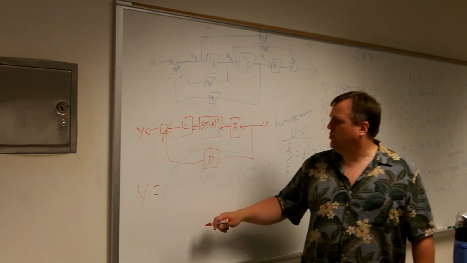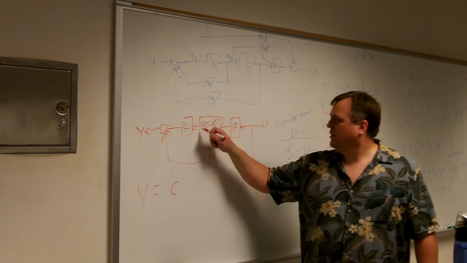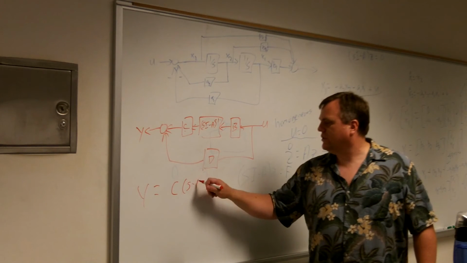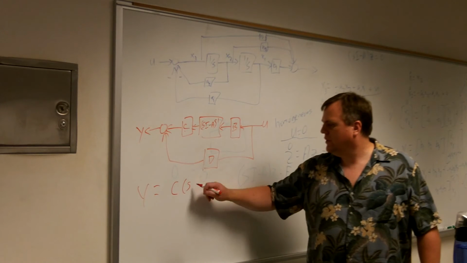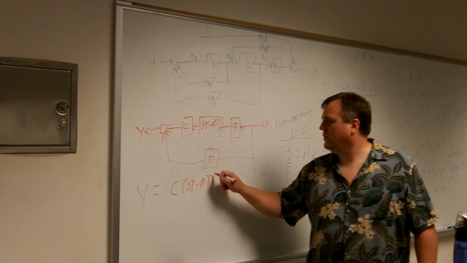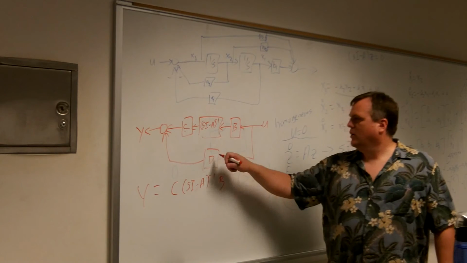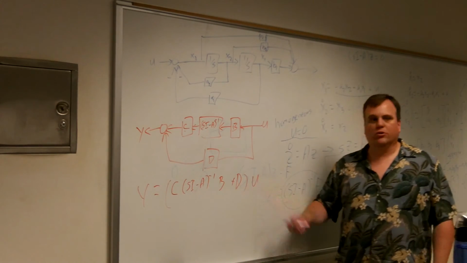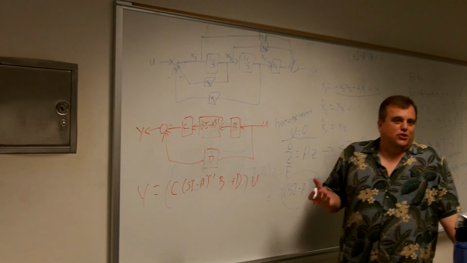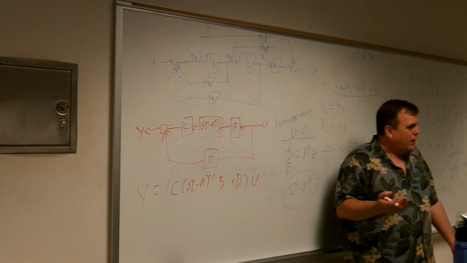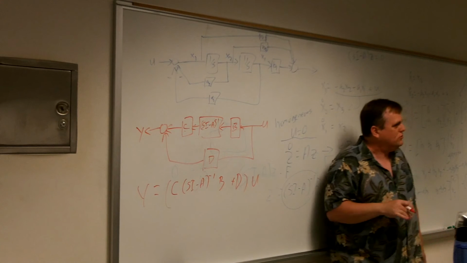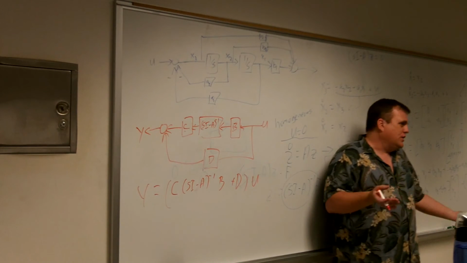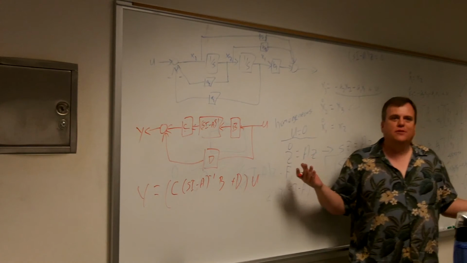Y is equal to C times SI minus A inverse times B plus D, multiply that whole stupid thing by U. Right, and you just write the equation down, I mean, directly from the graph. You don't have to do any funny substitutions, any twists, anything else, because you've removed the twist in the graph.